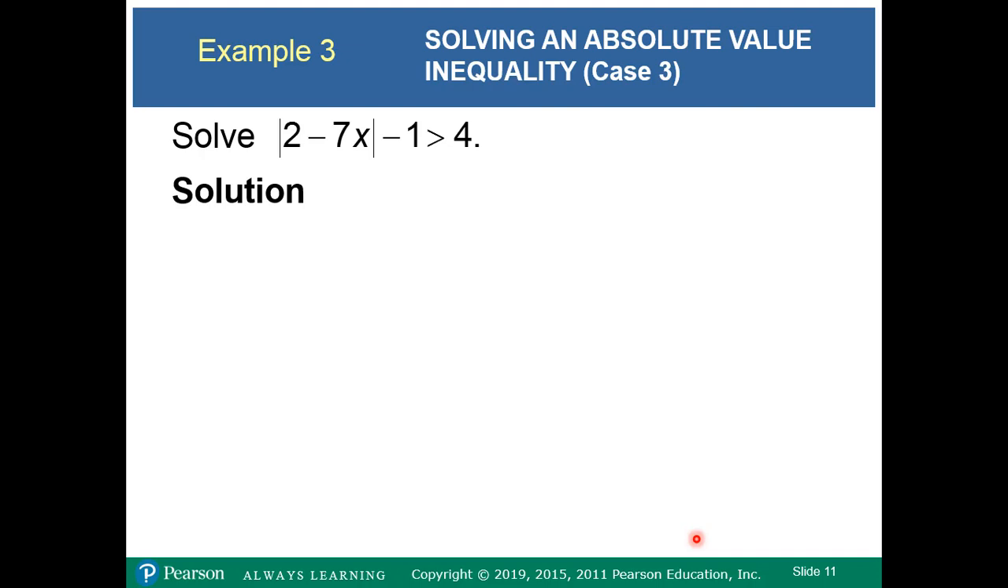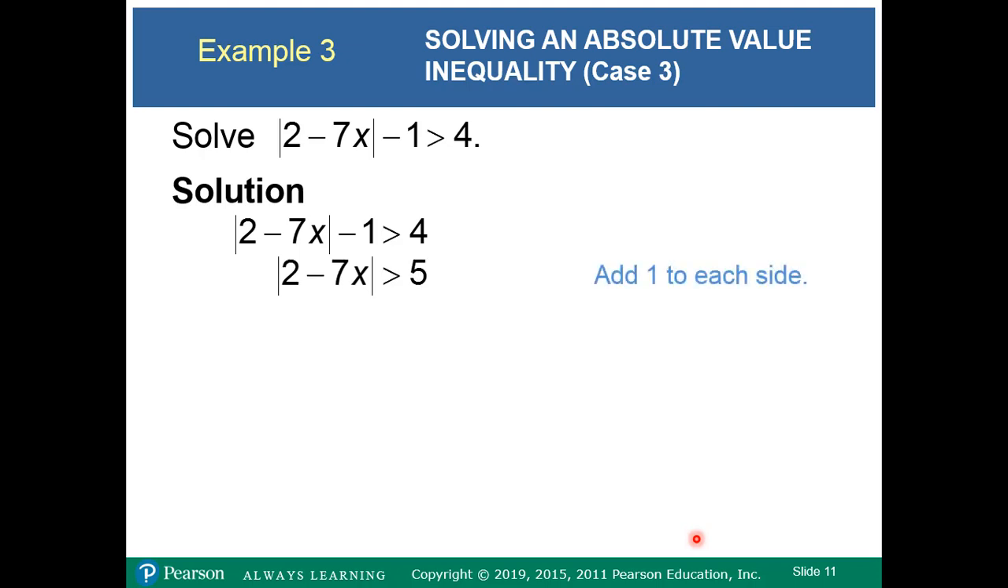Okay, so now what about this one? Well, the first thing we're going to have to do is get the absolute value term by itself. So we need to isolate it on one side of the inequality. So here we're going to add 1 to both sides. And so if we do that, we just get the absolute value of 2 minus 7x is greater than 5.